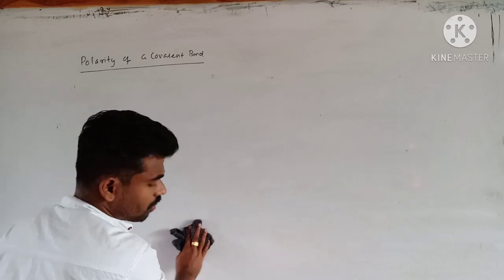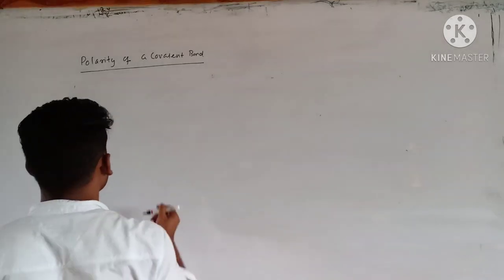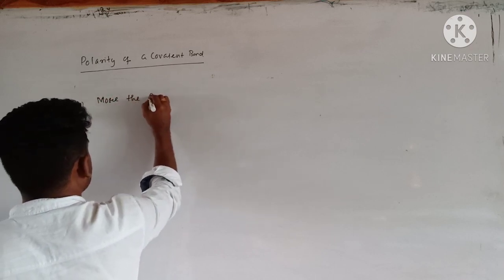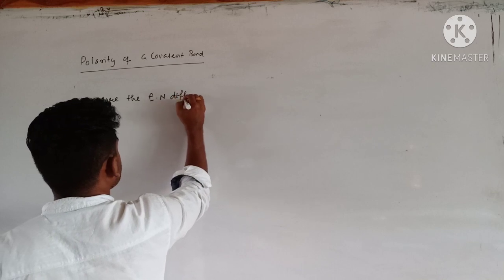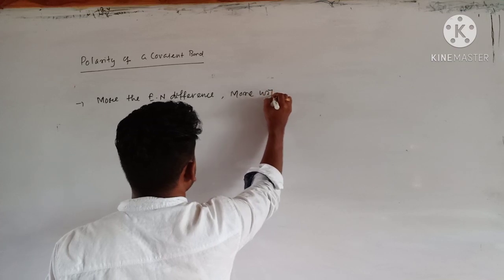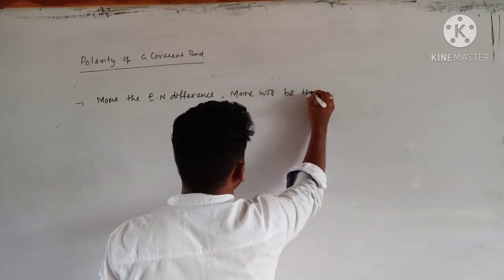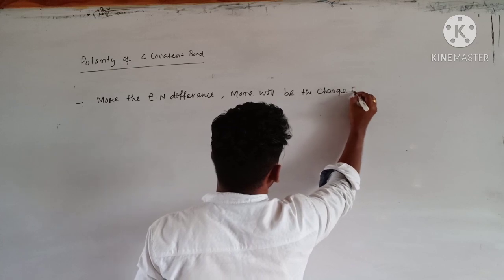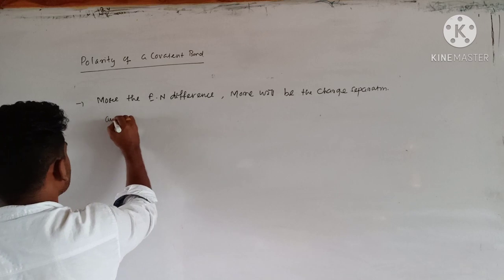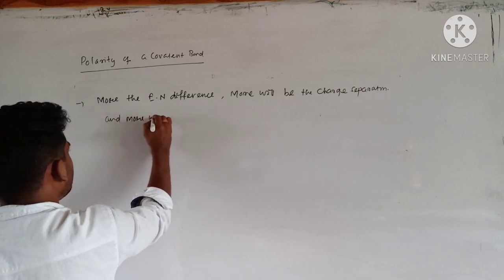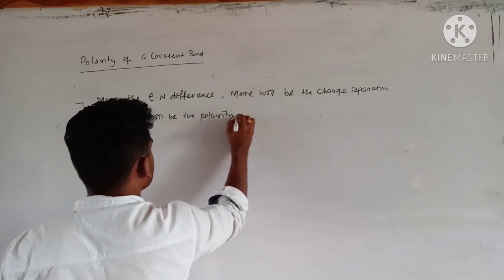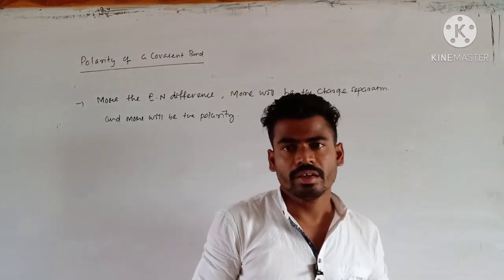So how can I conclude over here? The more the electronegativity difference, the more will be the charge separation, and the more will be the polarity, or the more polar the molecule will be.